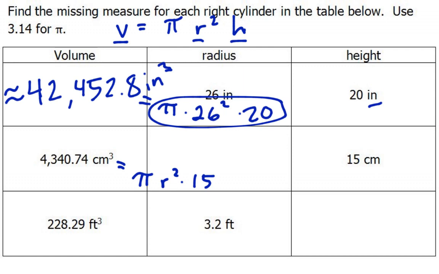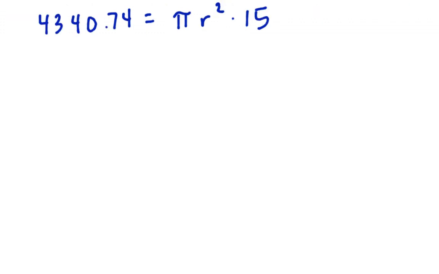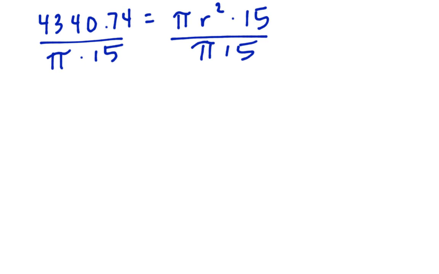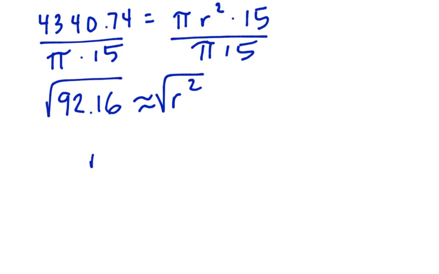So what I need to do is inverse operations to solve backwards to get what r is. Let me create a new page so that I can do that. So my inverse operation then is going to be divide both sides by pi times 15, or 15 pi. And when I do, my calculator approximates about 92.16 is roughly what r squared is equal to. Now I need to square root both sides in order to figure out what r is approximately equal to. Since I'm rounding, I'm using approximately equal to, and I get about 9.6 on my calculator.